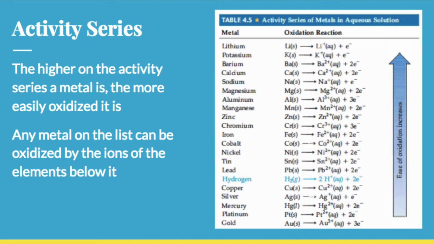We can predict whether a certain metal will be oxidized by either an acid or a particular salt using the activity series. The higher on the activity series a metal is, the more easily oxidized it is. Any metal on the list can be oxidized by the ions of the elements below it.